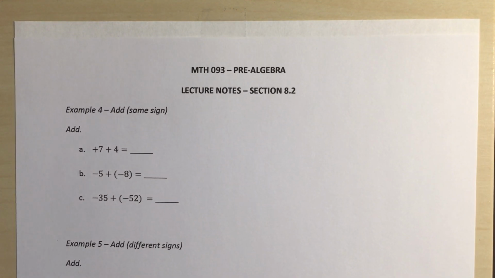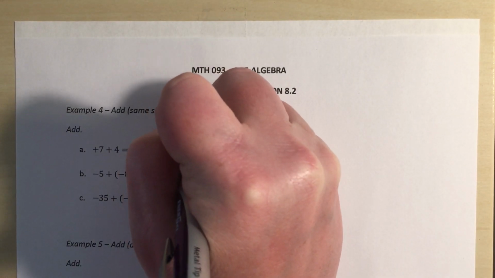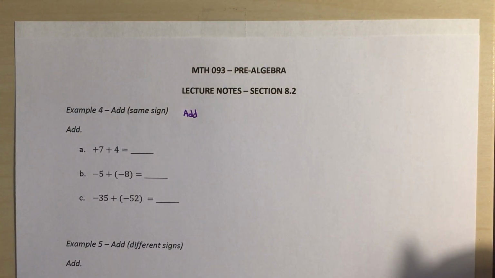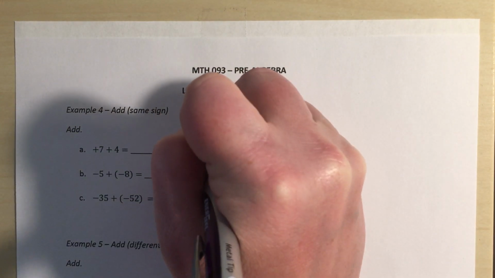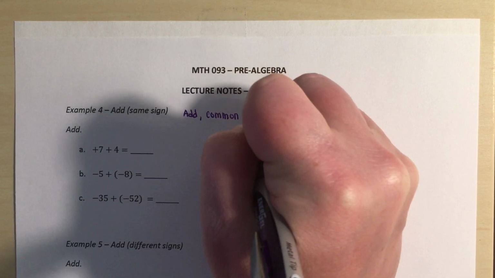All right, so example 4, we're going to add numbers that have the same sign. When we're adding numbers that have the same sign, remember that we are going to add our absolute values, and then we are going to use our common sign in the answer.